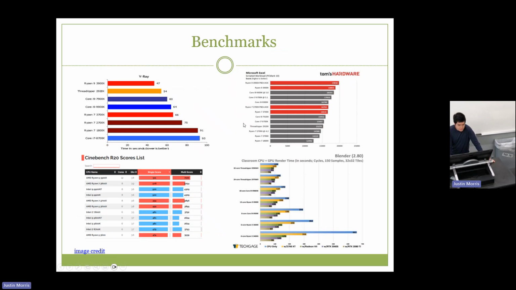So here's some examples of published benchmark results. Here's from Tom's Hardware. And then here's a benchmark running Blender. So Blender is rendering a classroom. And then there's Cinebench and V-Ray. So these are standard benchmarks that are used in media quite a bit. And you can see all of the different processors that are being compared across generations as well.